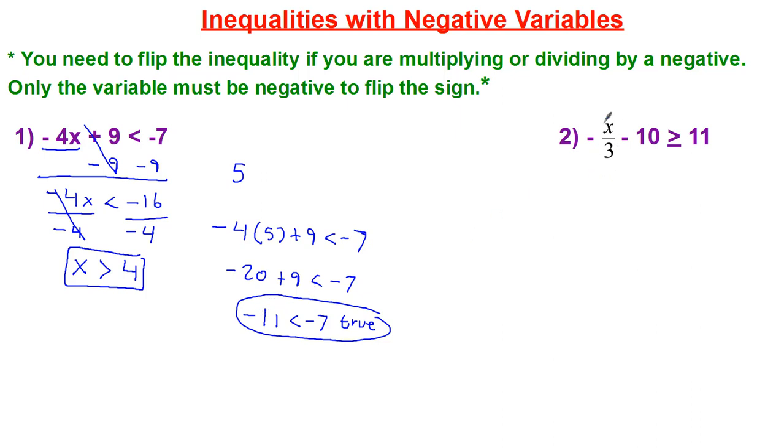Now, let's go ahead and solve this. I can't do anything with the x over 3 yet, so I'm going to add 10 on this side and then add 10 on this side. So now I have negative x over 3 is greater than or equal to 21.